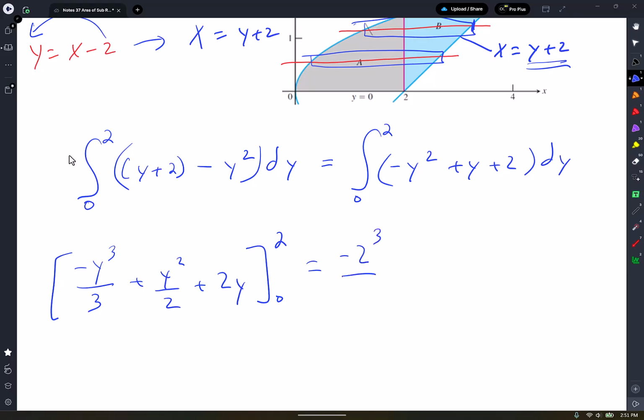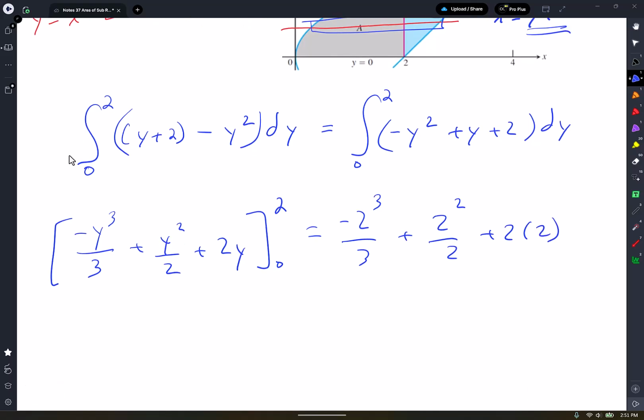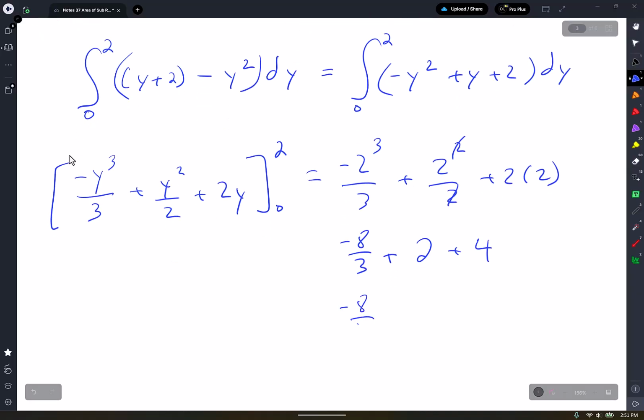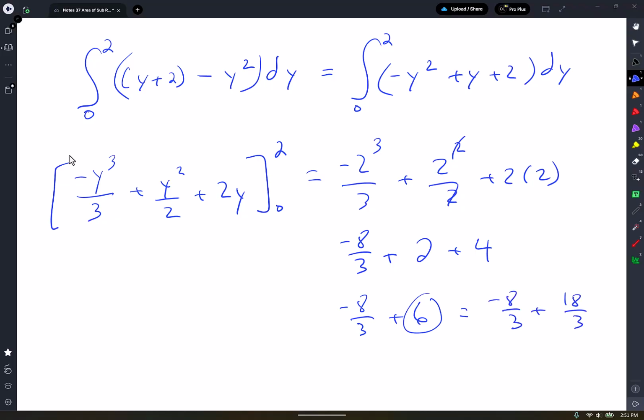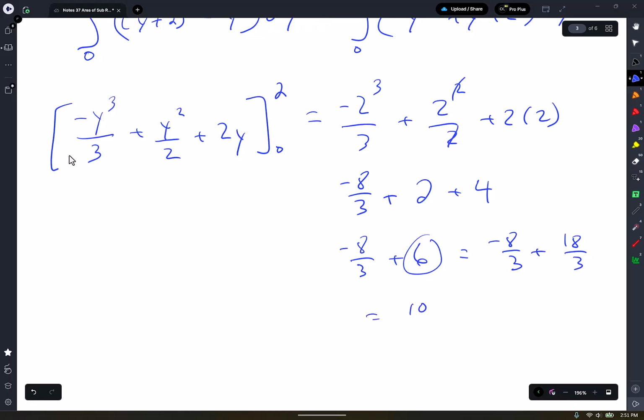Negative 2 to the third power over 3 plus 2 squared over 2 plus 2 times 2. Let's see. Negative 2 to the third power, that's negative 8 over 3. 2 squared is 4, divided by 2 is back to 2. I guess you can also cancel just one of those. And then 2 times 2 is... That's not the same thing that we've been doing. Yeah, it is. Look, turn that 6 into, what's 6 times 3? 18, into 18 over 3. Negative 8 thirds plus 18 over 3. What's negative 8 plus 18? There it is. Did we get negative 10 over 3 for the other ones?